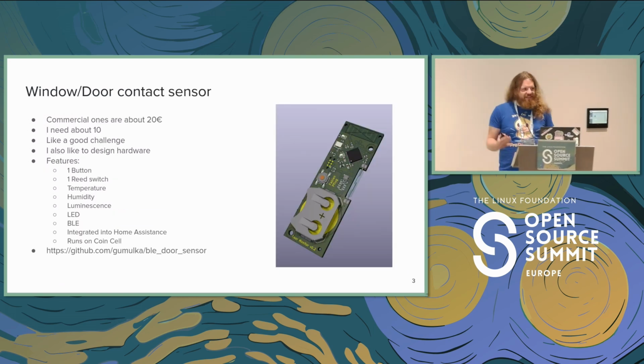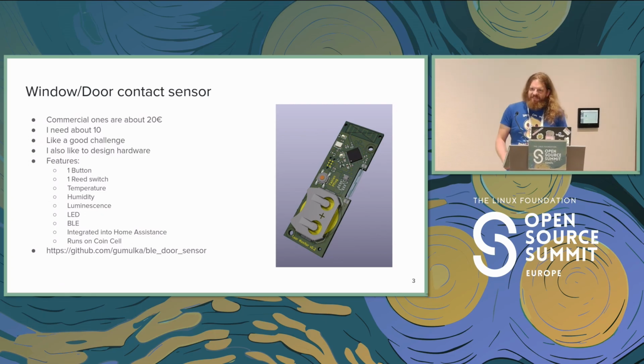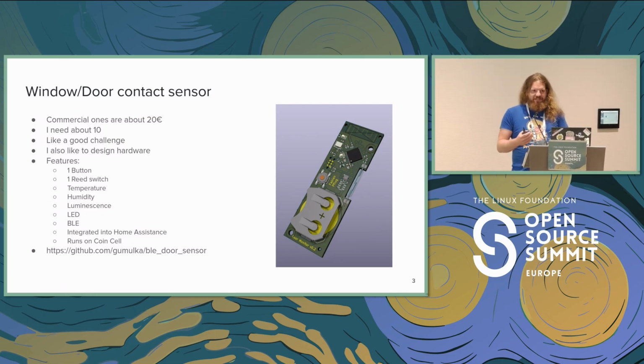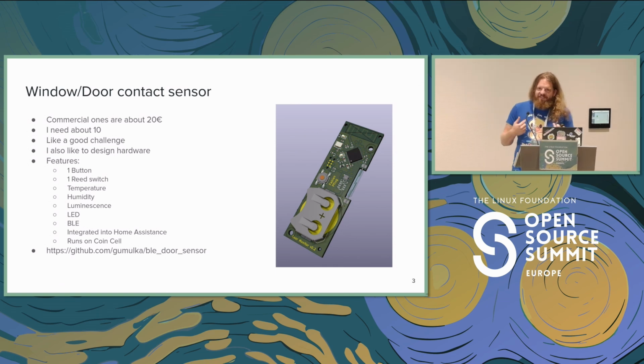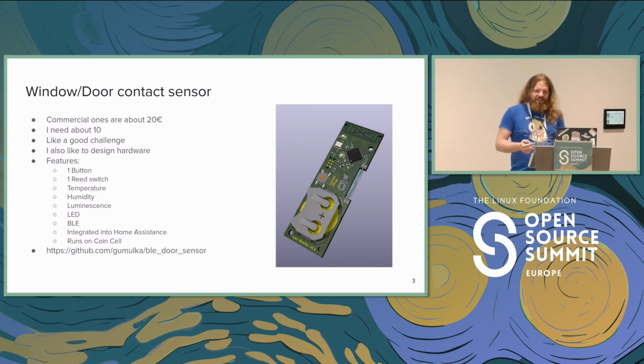Because I'm very forgetful, I like to do home automation. And because I do home automation, I need a sensor to see if my windows are shut in the winter, because I want the heating to be turned off automatically if the window's open. I have multiple windows at home, so I need about 10 window contact sensors, and the current ones are about $20 a piece. So 200 euros, and I was like, that's too expensive. I can make it cheaper myself. Also, I like to design hardware, and I like a good challenge, so I looked at it.